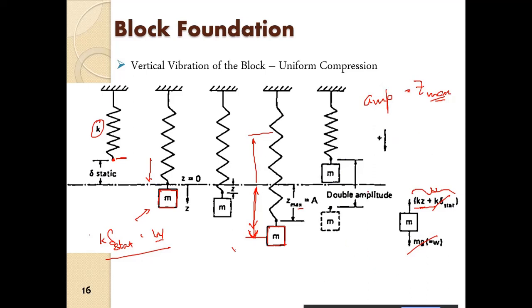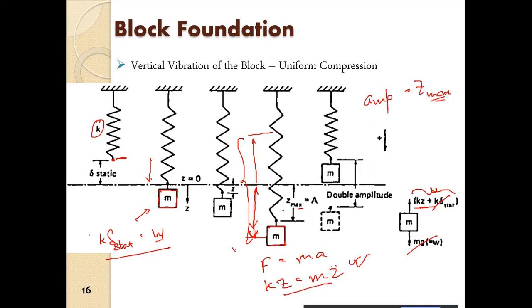So we know force is equal to mass into acceleration. So here kz equal to m into z double dot. So this is the equation of motion for this spring system, alright, without the dashpot. Okay, so this is the spring system.